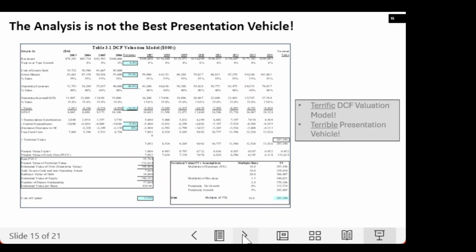The analysis is seldom the best presentation vehicle. This is a terrific DCF valuation model. I've used a variation of this over the last 25 years, modified it. It works in many, many cases. It is often supplemented with other material, but it is a terrible presentation vehicle. People's eyes glaze over if you attempt to present this, and they will focus on processing the numbers rather than understanding the dynamics and the important takeaways.